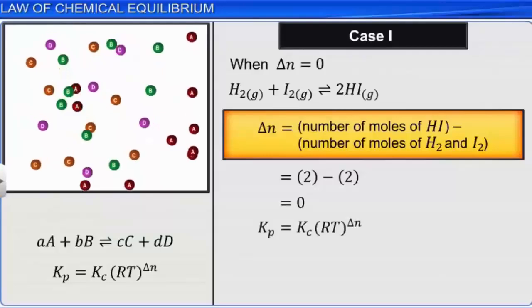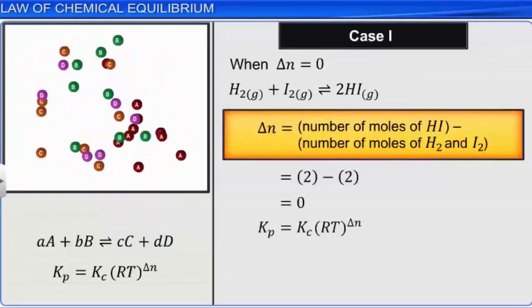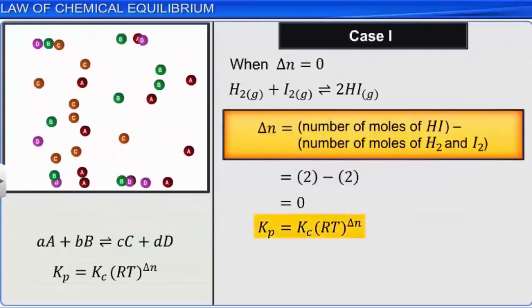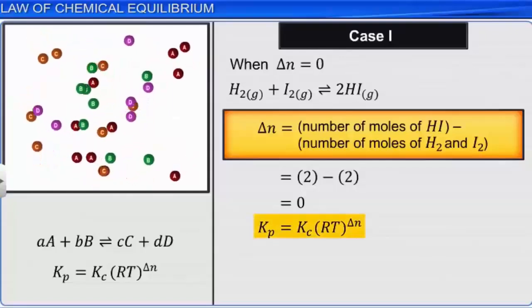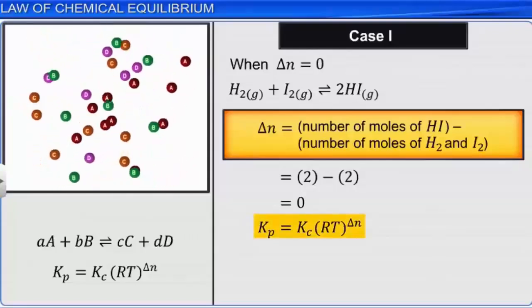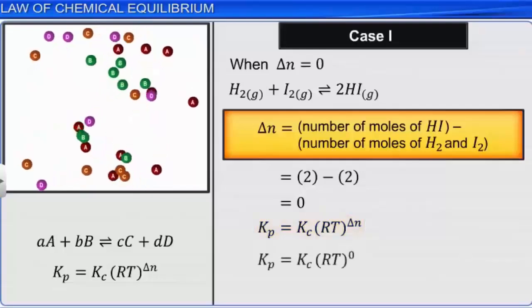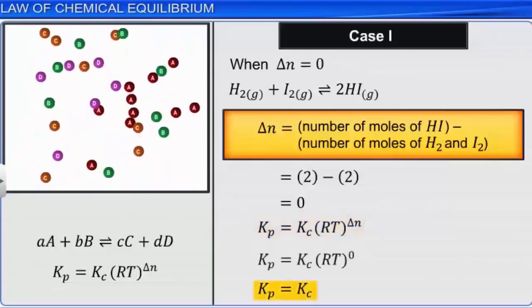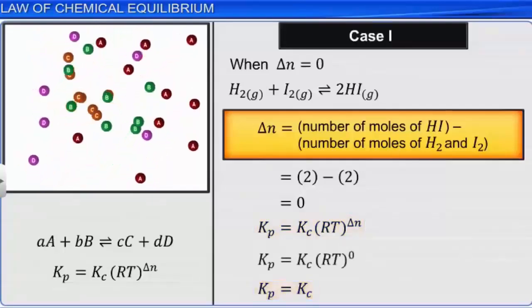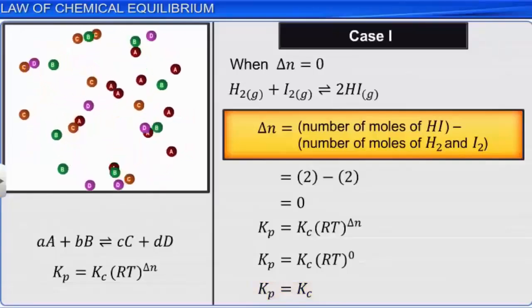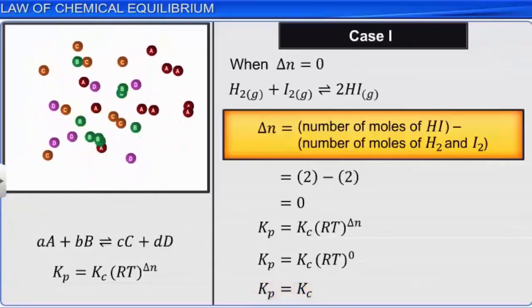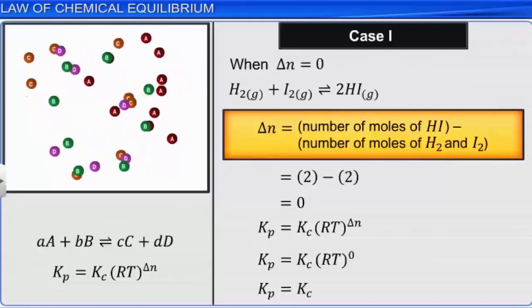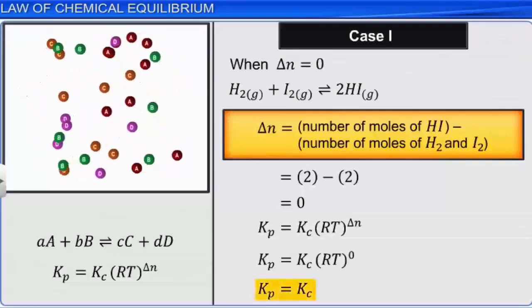Substituting the value of delta n in the equation Kp equals Kc multiplied by RT raised to the power of delta n, we get Kp equals Kc. Thus, for reactions in which delta n is equal to 0, the two equilibrium constants Kp and Kc are equal.